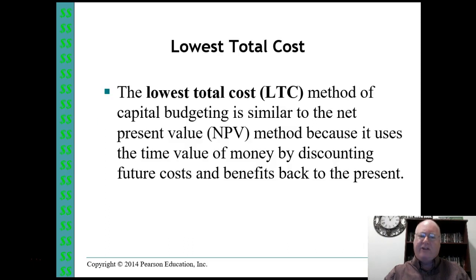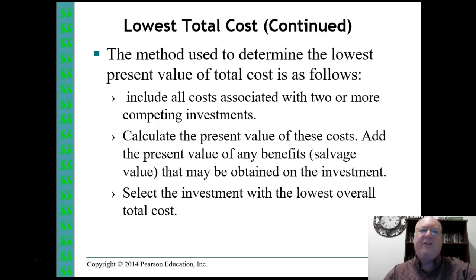The sixth kind of decision, or the last decision that I want to mention with respect to methodology, is what's called the lowest total cost. This is just a method of capital budgeting, which is similar to the net present value method because it uses time value of money, but it discounts future costs and benefits back to the present. What this method does is it determines the lowest present value of the total cost as follows. You go through and you identify all the costs associated with two or more competing investments.